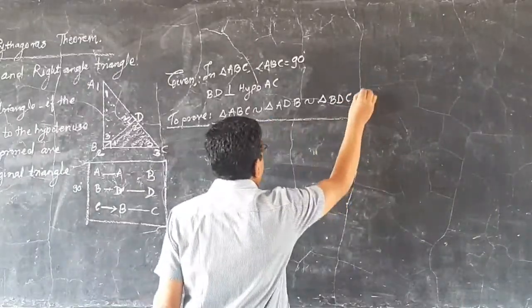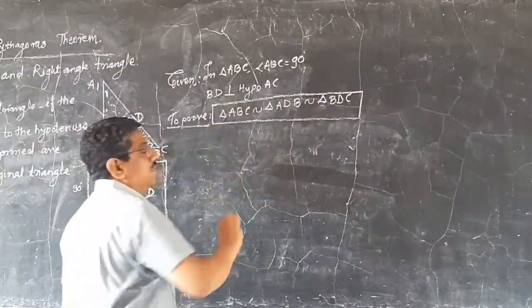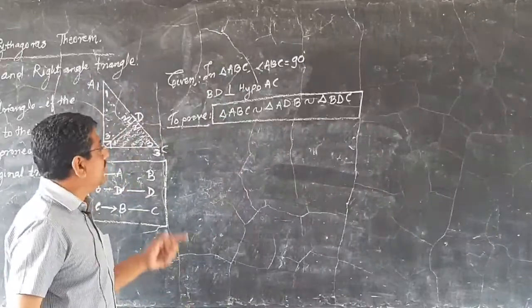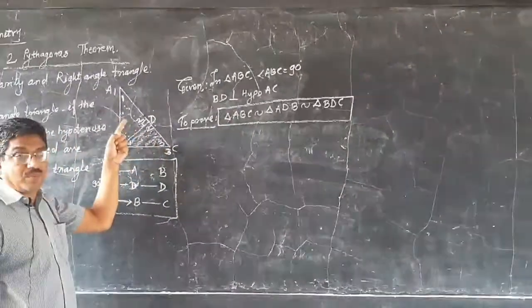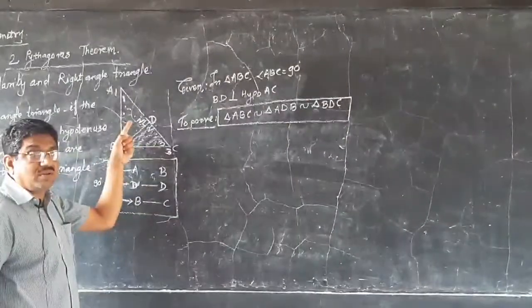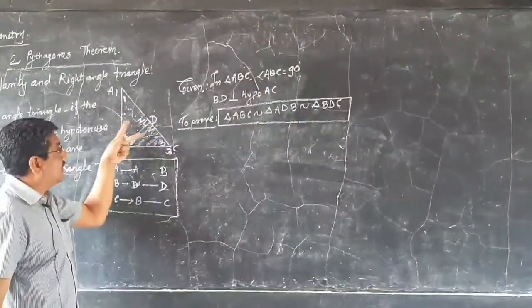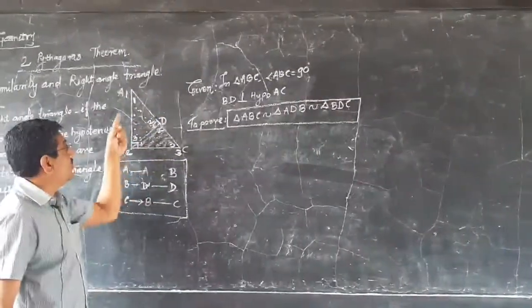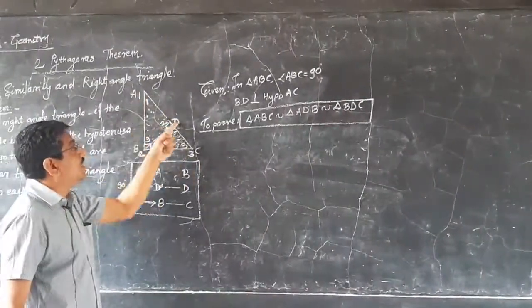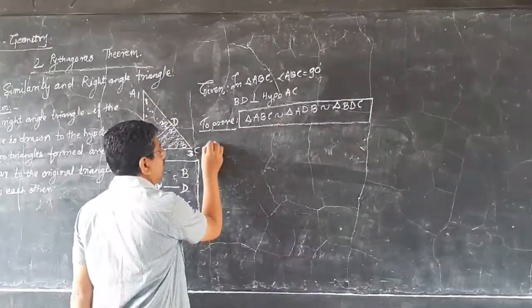This is very important. Now then, what will you do? You will show the original triangle similar to these new triangles. It means first you will take ADB; you have to show ABC is similar to ADB. Now, proof.